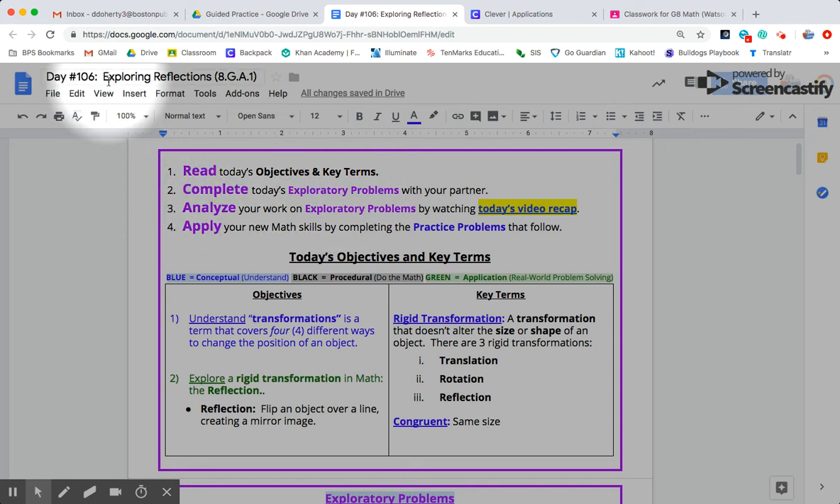Our work today is going to focus again on exploring reflections. Yesterday we learned what a reflection is. We should recognize at this point that reflections mean flipping objects over a line, which is creating a mirror image. We'll talk more today about why a reflection is considered a rigid transformation and what the word congruent has to do with all of this.